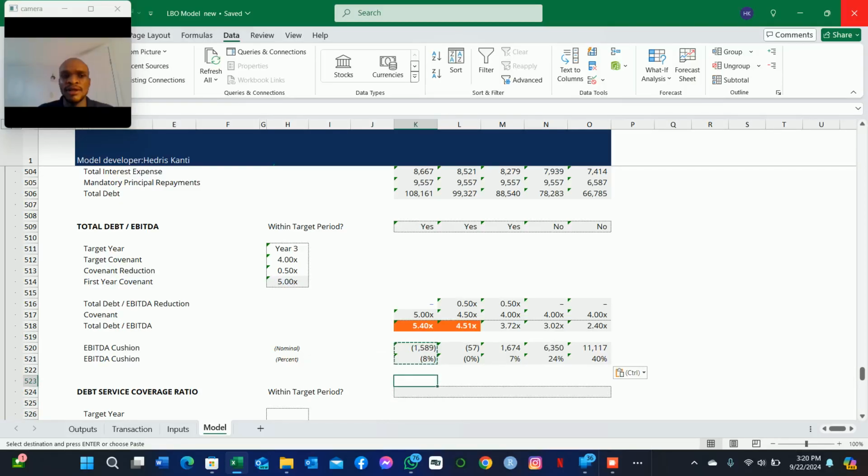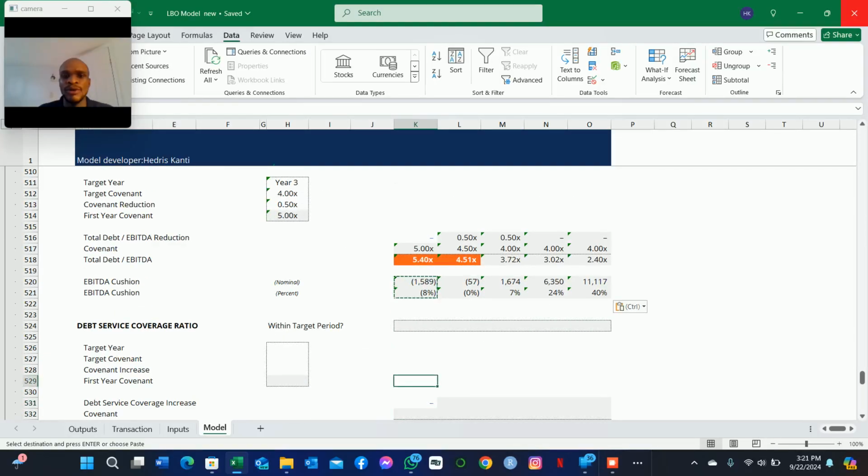So this should be something that management should look at as the company grows and produces cash flows into the future. So if ever there is something that is needed in such a case, then they might want to take as much debt as they want so that they can be able to generate this amount of EBITDA.